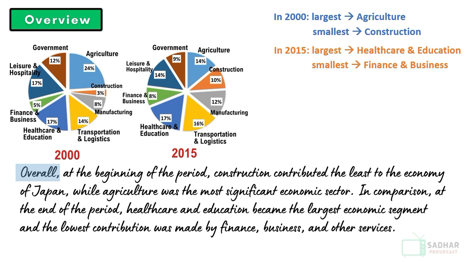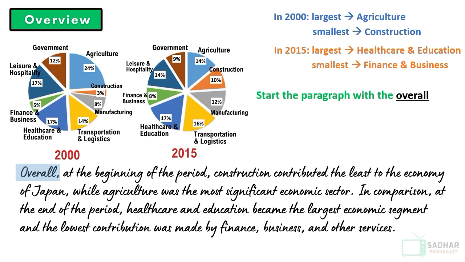Let's start with the paragraph. Overall, at the beginning of the period, construction contributed the least to the economy of Japan, while agriculture was the most significant economic sector. In comparison, at the end of the period, healthcare and education became the largest economic segment, and the lowest contribution was made by finance, business, and other services.